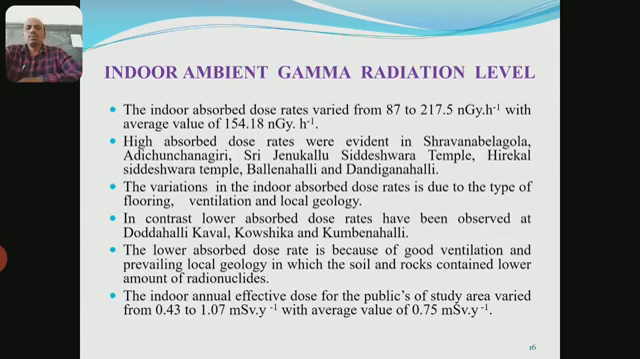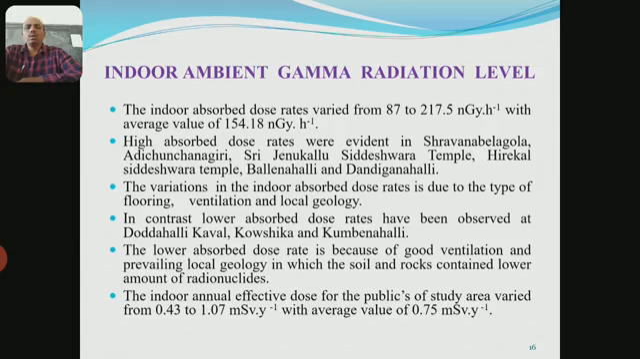The indoor observed dose rates vary from 87 to 217.5 nanogray per hour with an average value of 154.18. The high observed dose rates are evident in Shravanbelagula, Adichunchanagiri, Sri Jenukalu Siddheshwara Temple, Hirekal Siddheshwara Temple, Ballenahalli and Dandiganahalli. The variation in the indoor observed dose rate is due to the type of flooring, ventilation and local geology. In contrast, lower observed dose rates have been observed at Doddalli Kavlu, Kaushika and Kumbhenalli. The lower observed dose rate is because of good ventilation and prevailing local geology in which the soil and rocks contain lower amounts of radionuclides.